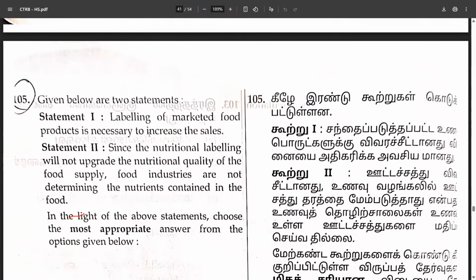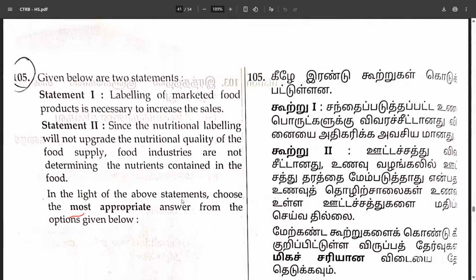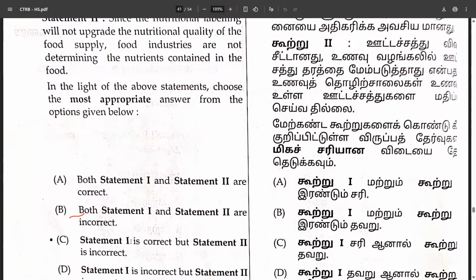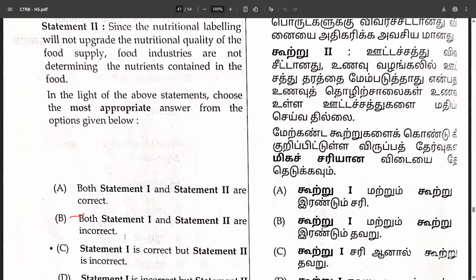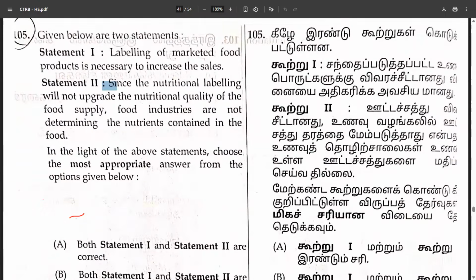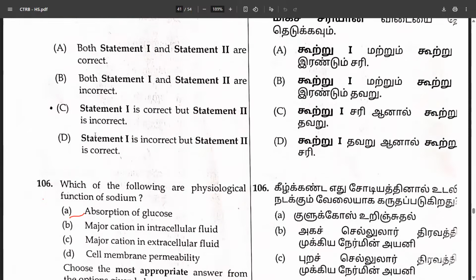105 question. Statement 1 is labeling of material of marketed food products is necessary to increase the sale. Statement 2 is since the nutrition label will not upgrade the nutrition quality of a food supply, food industries are not determining the nutrition content in the food. So statement 1 is correct and statement 2 is incorrect here. The second statement will be incorrect.